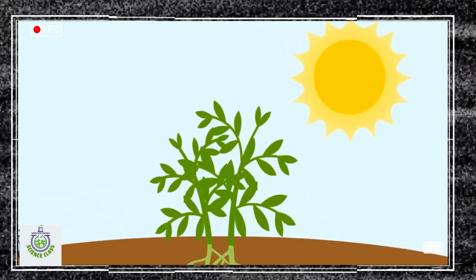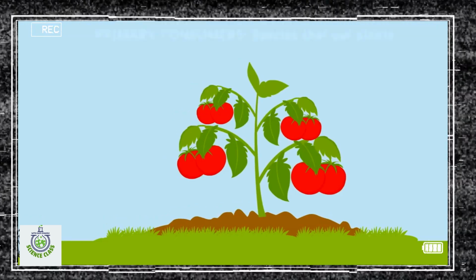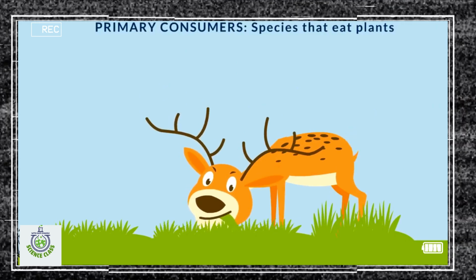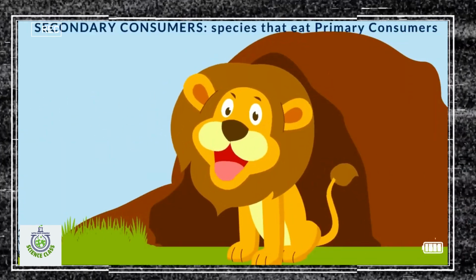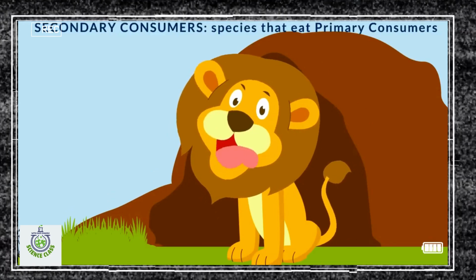This food chain began with plants. Plants are the producers because they produce food. The species that eat plants are known as primary consumers, and the species that eat the species that is dependent on plants directly is called secondary consumers.